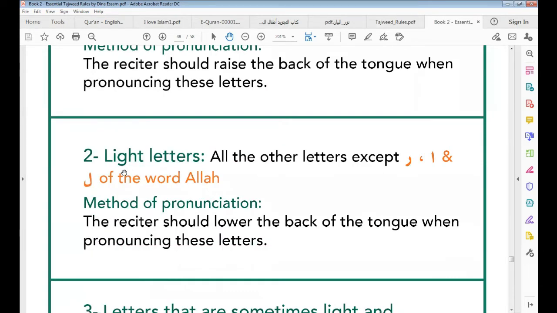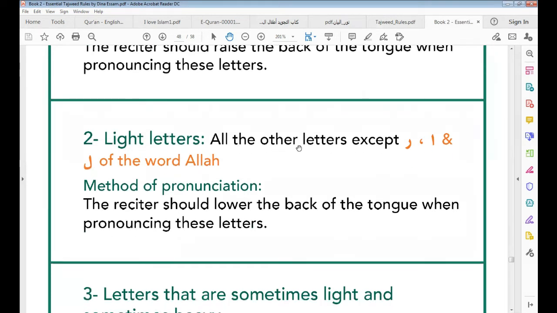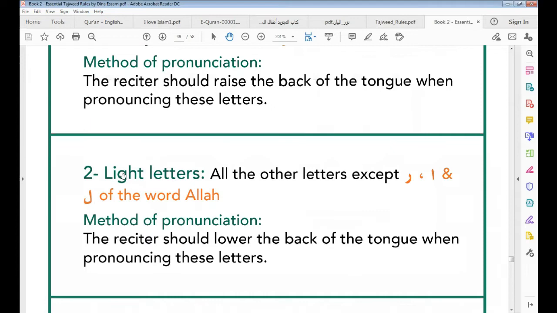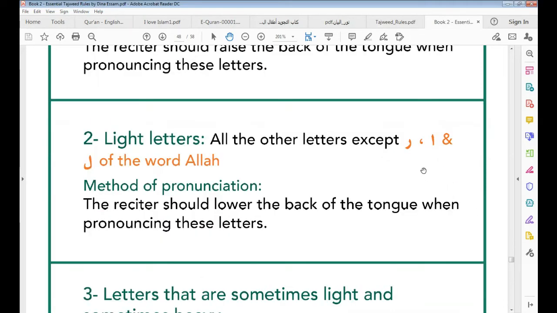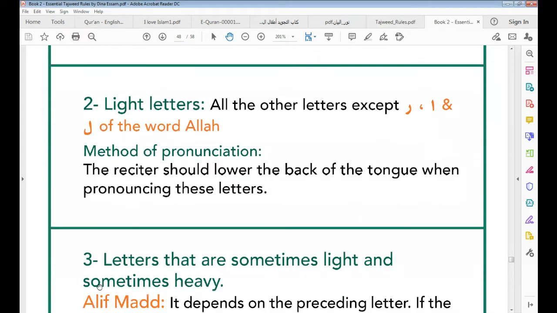The second type is the light letters. All the letters except Ra, Alif Mad, and the Lam of the word Allah. So all the rest of the letters are light letters, except these three letters. These three letters are temporary light. Sometimes they come light and sometimes they come heavy.